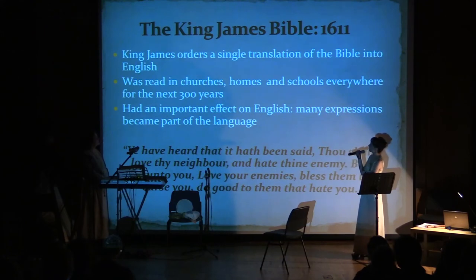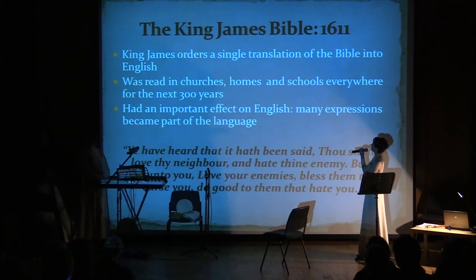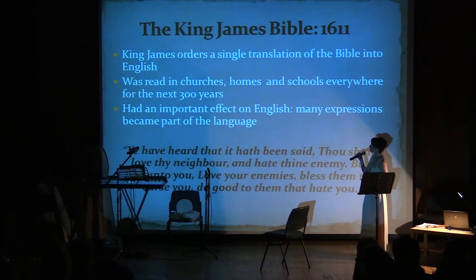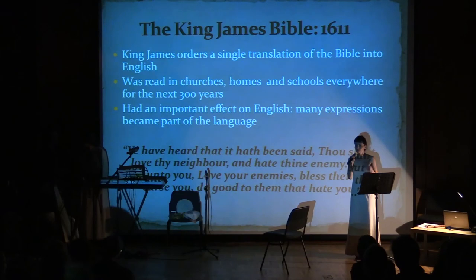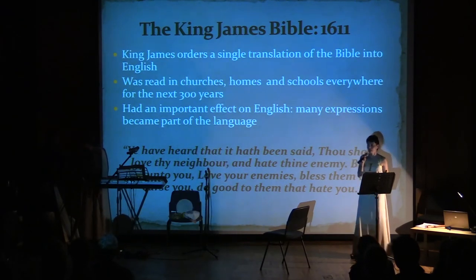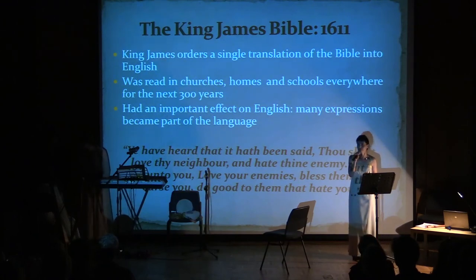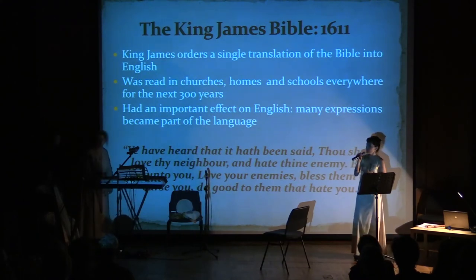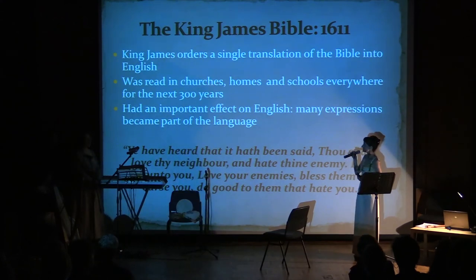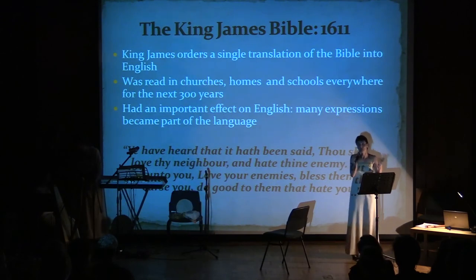Another interesting highlight in the evolution of the English language was when King James ordered the Bible to be translated into English. Because there were so many different variations of the translation, he ordered a single translation to be done. This Bible became quite influential in many ways because it was read in churches, homes, schools, everywhere for the next 300 years. A lot of idiomatic expressions, we'll call them biblical expressions, came from this version of the Bible.